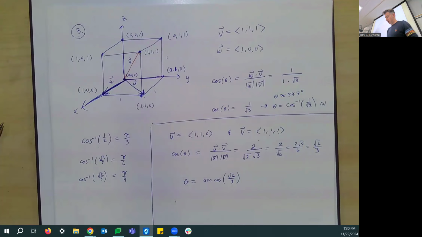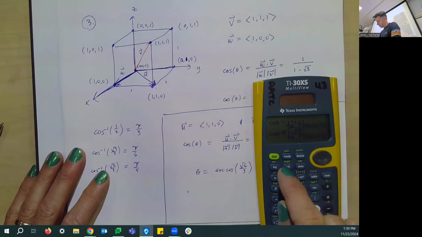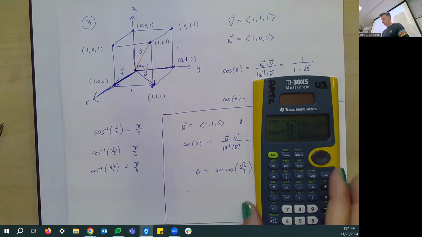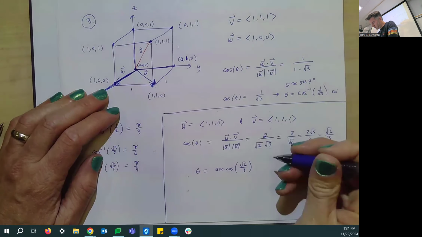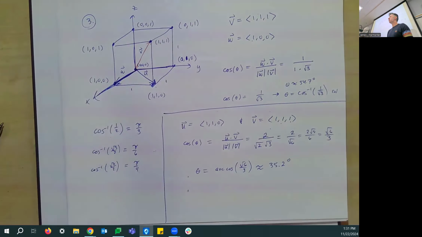Again, using the calculator, that's going to be approximately, let's see, inverse cosine of the square root of 6. Nope. Be careful, James. Divided by 3. I don't know about this calculator sometimes. 35-ish degrees. Neat.